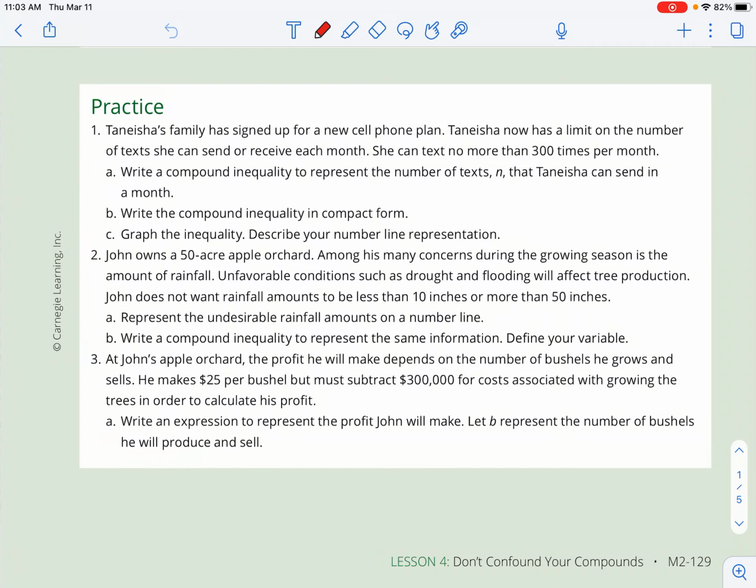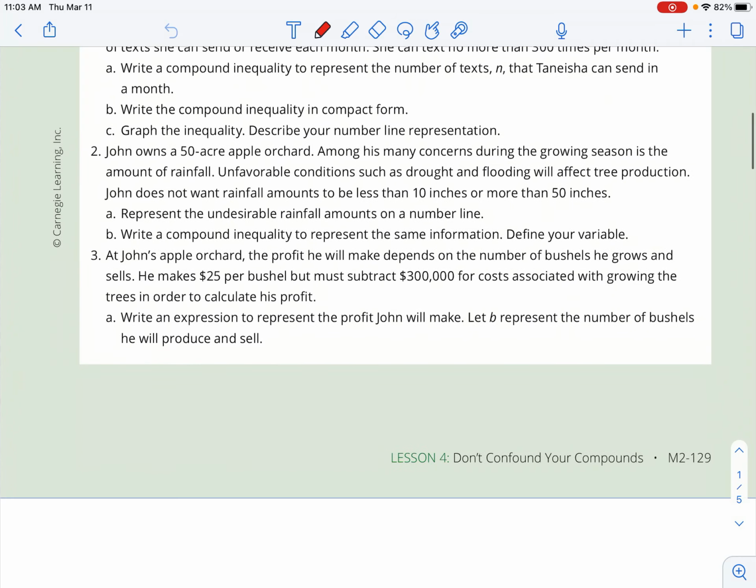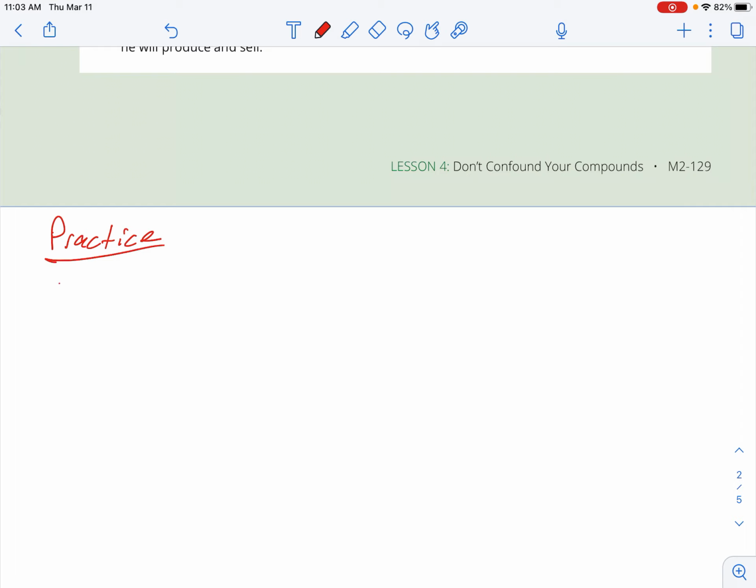Okay, practice number one. Let's take Nisha's cell phone plan here and set it up. Tanisha now has a limit on the number of texts she can send or receive each month. Well, that's not very practical. Pretty much everybody has a limited amount of text, but hey, this is the problem we're working on. She can text no more than 300 times a month.